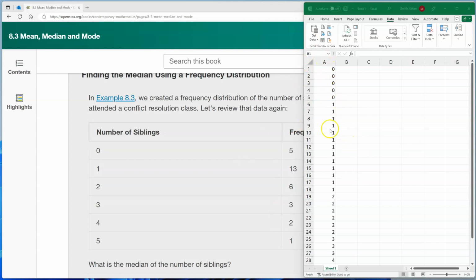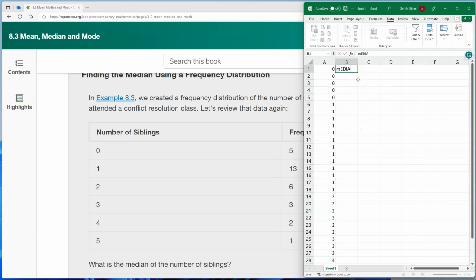All right, I've typed them all out with their frequencies. Here you can see we've got 5 zeros, we've got 13 ones, and so forth and so on. If I wanted to calculate the median, I can just use the function median, and if I do A colon A, that highlights that entire first column. You can also do that just by clicking the A when it makes a down arrow, and once again we get 1. So that's how you can do it in Excel.